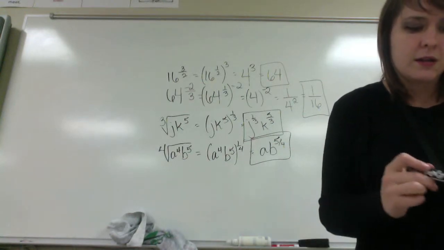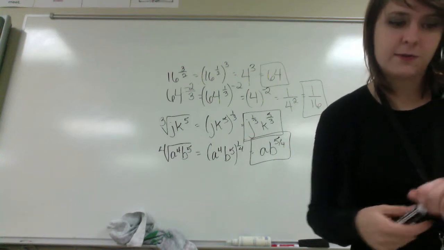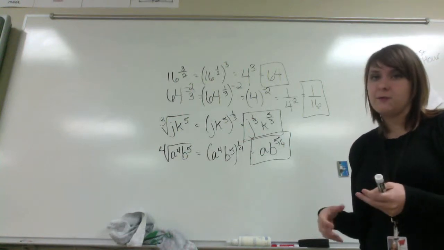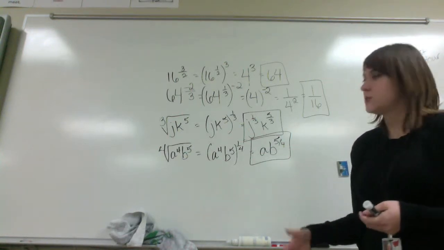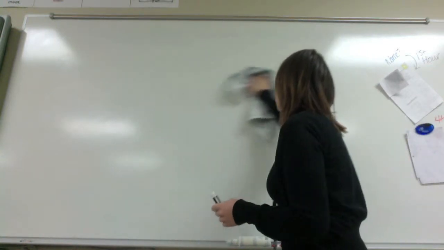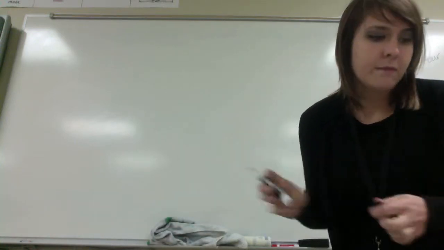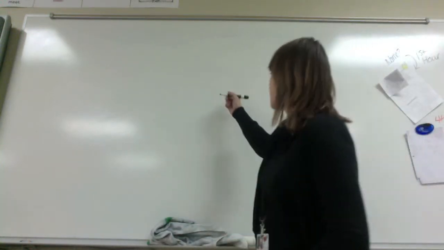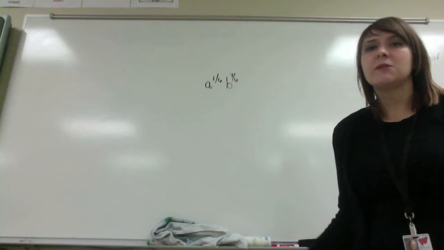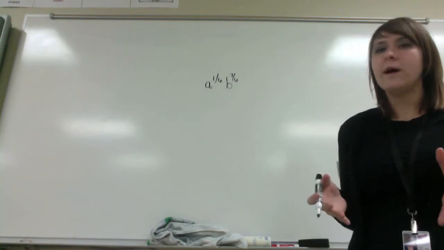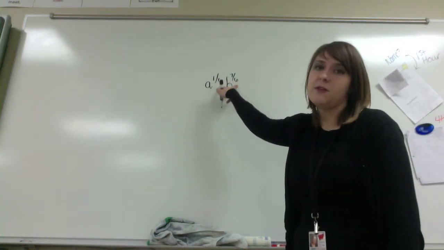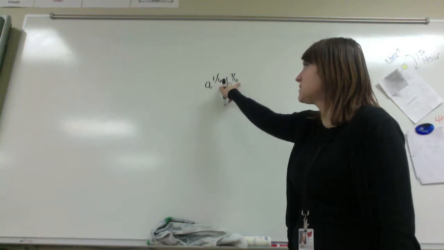Okay. Next up, I want to rewrite with a radical sign. So this time they're giving me stuff that is not in radical form, it's in exponential form, and I want to change it to radical form. Okay, so I've got a to the 1/6, b to the 7/6. When I'm changing it back to radical form, I need to think about what my root would be. So with these two, I have the same denominator. My denominator is 6. That means that I'm going to take the 6th root of that.